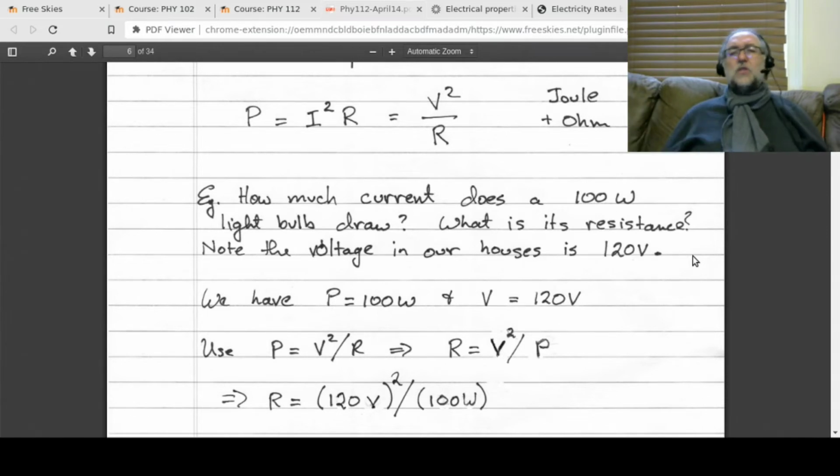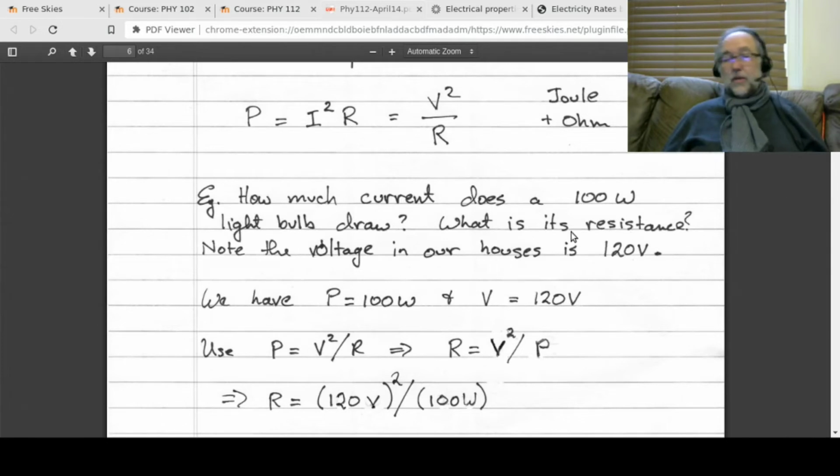But nonetheless, let's assume that our houses were actually powered with 120 volts DC direct current. That is, the voltage doesn't change over time. Well, we have that the power is 100 watts, and the voltage is 120 volts. So I gave you the power, I gave you the voltage, and I asked you for the resistance.